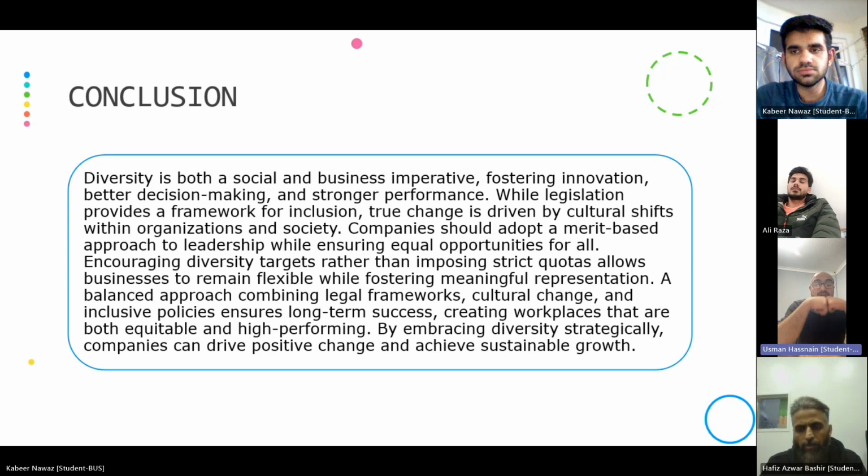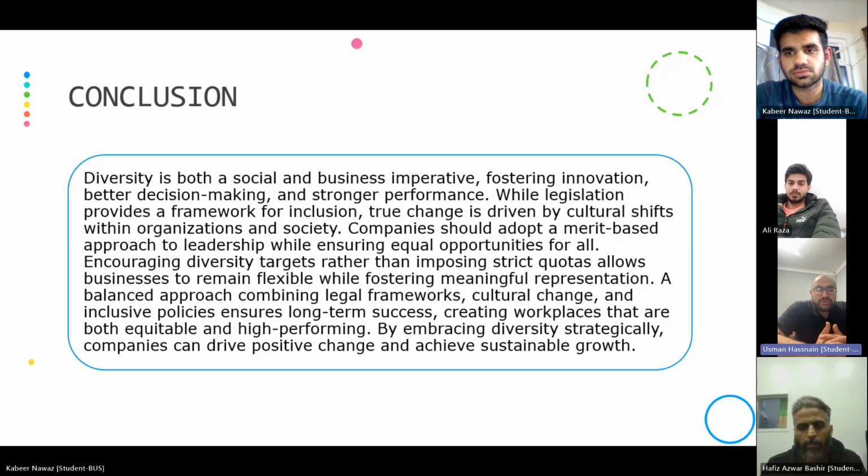A merit-based system must be maintained, but it should coexist with mechanisms that remove systemic barriers and ensure fairness in each and every opportunity provided. Encouraging diversity through flexible targets rather than rigid quotas can give businesses the agility they need while still promoting representation. The most effective strategy is a blend of legislation, policy, and cultural change, creating inclusive practices that are sustainable and rooted in organizational values.